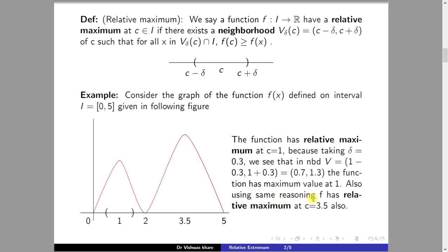Also using the same reasoning, f has a relative maximum at c equal to 3.5 also, because around 3.5 we can find a small neighborhood in which the function has a maximum value at the point 3.5.